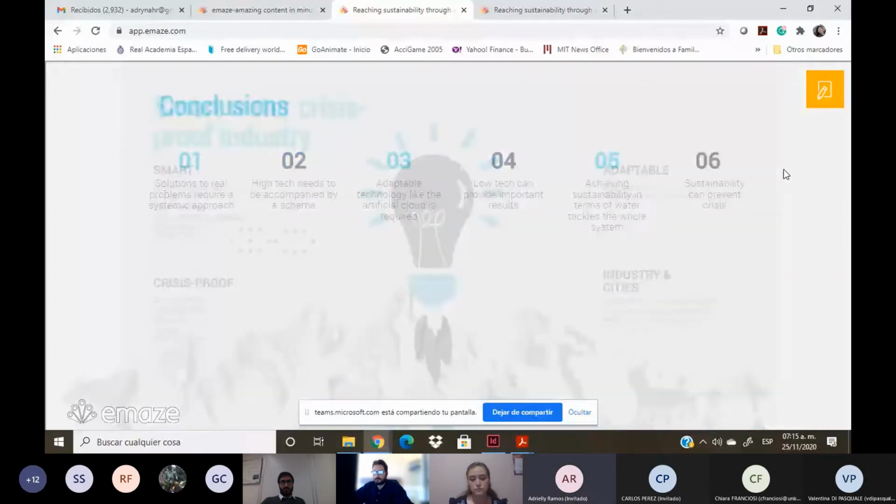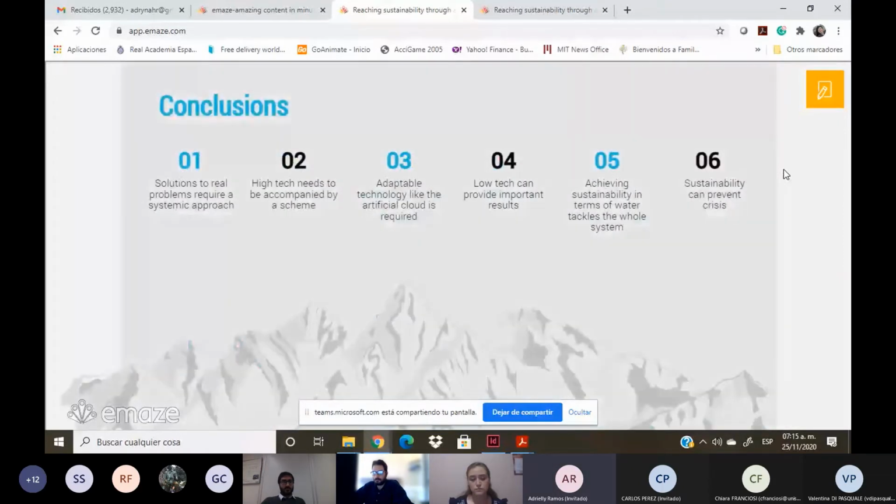So within the conclusions of these papers is that solutions to real problems require a systemic approach. We cannot see it from a single point of view because water joins every human task. So high tech needs to be accompanied by a scheme. We cannot just come by and say that our high tech can solve every problem, but it needs to be accompanied by real solutions and by a whole perspective of the system.